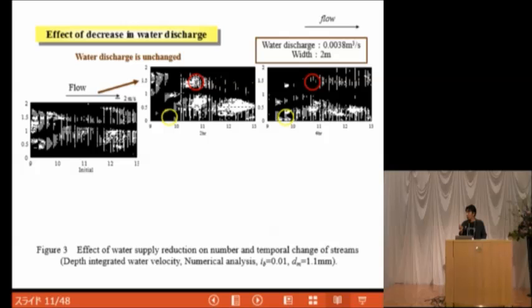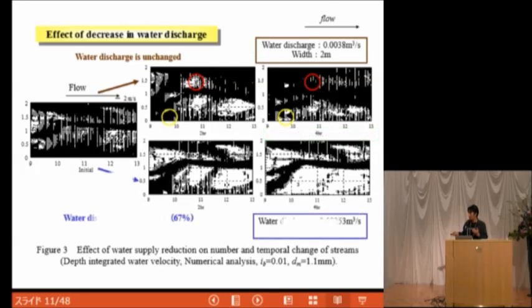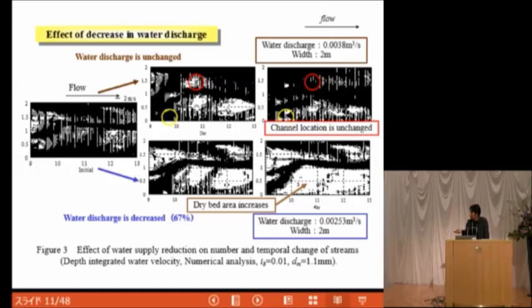However, when water discharge is decreased to 67%, for example if we construct a dam in the upstream area, then peak discharge will be cut to 67%. So what will happen? The dry bed area will increase with time, and the location of the main channel will be unchanged like this. So under this condition, this bed geometry approaches a static equilibrium condition.